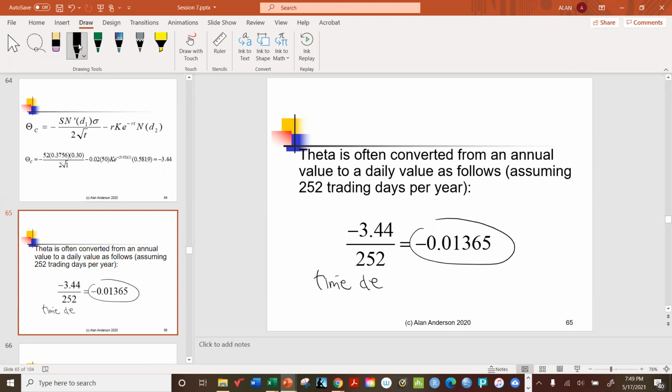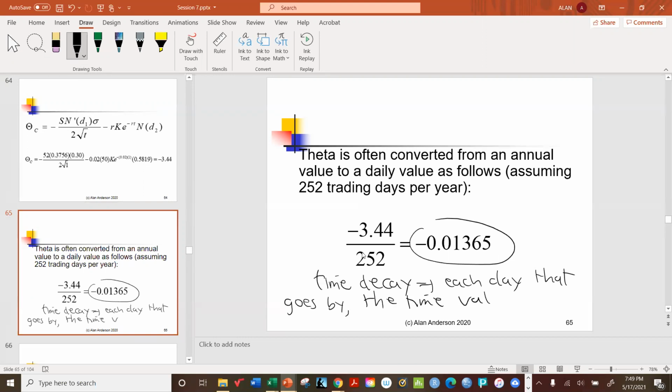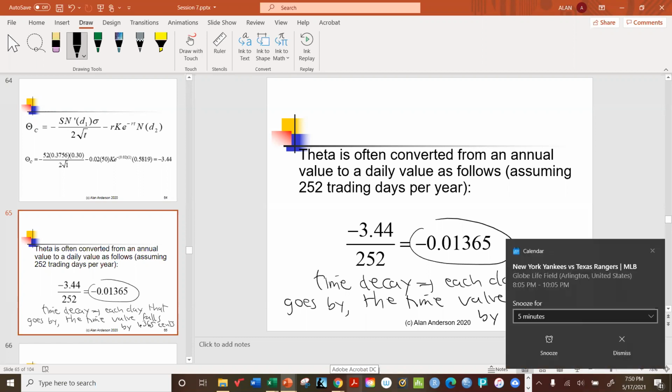And of course, the word decay means that it's getting smaller or shrinking. Each day that elapses or goes by, the time value of the option falls by approximately 1.365 cents. Now, that doesn't sound like much, but it can pile up after a while.